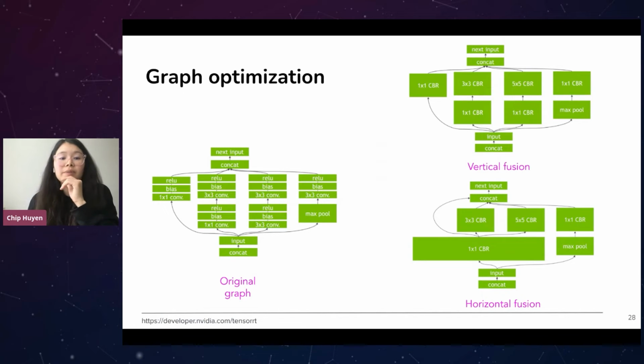Another kind of optimization is graph optimization, which is more general. Given a computational graph, you can do vertical fusion, where you fuse in the vertical direction, or horizontal fusion, like in this example. This can help you do one pass through the computational graph faster.